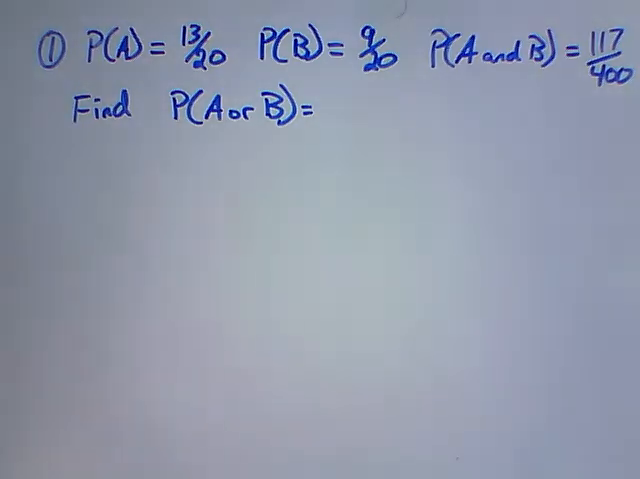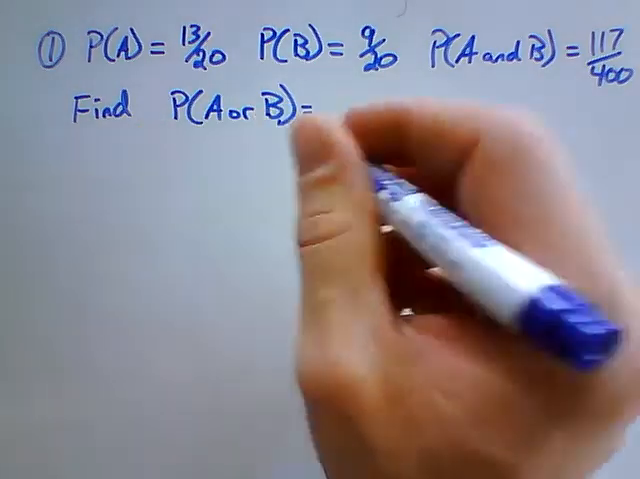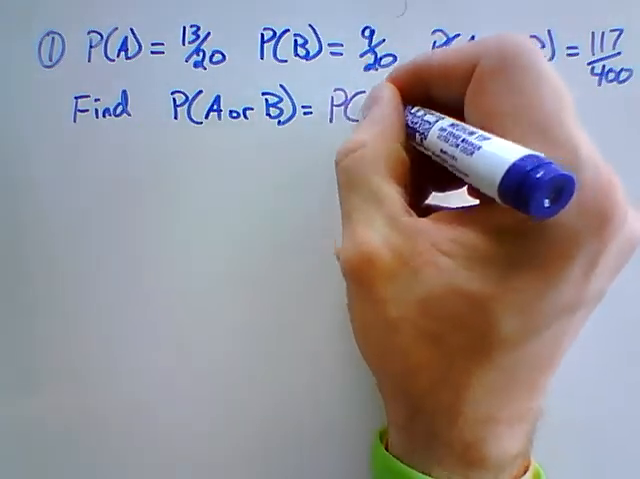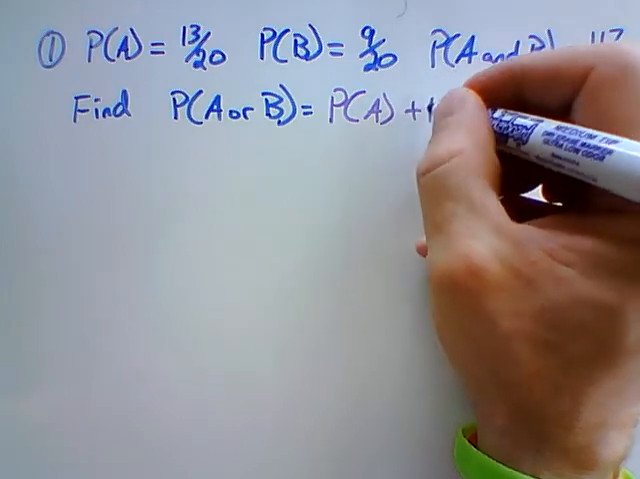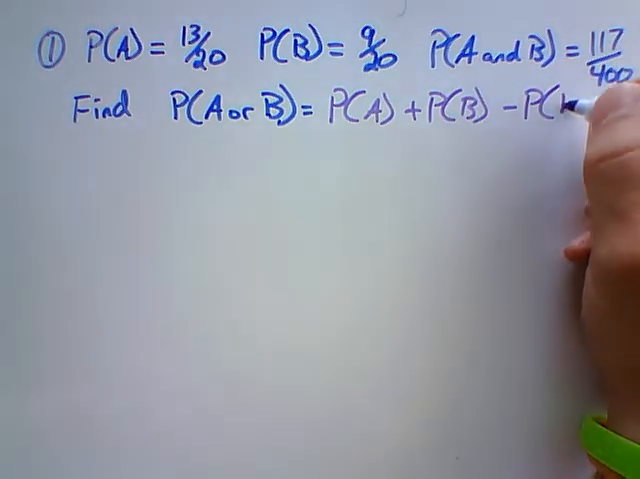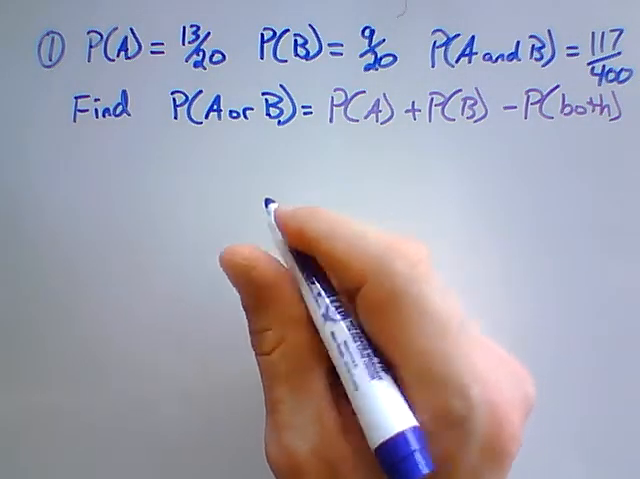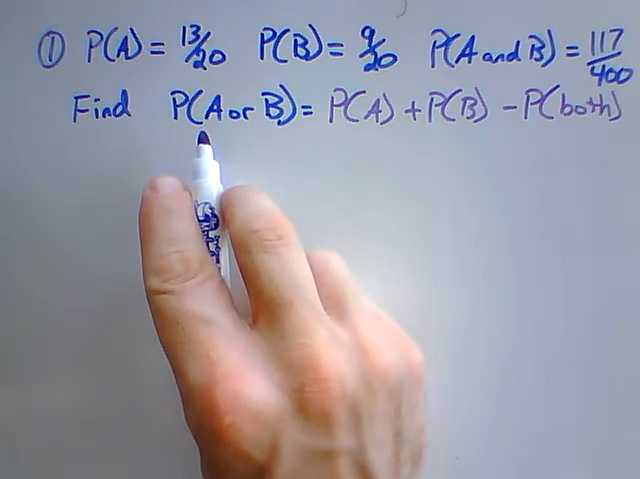This is not mutually exclusive events, and we're pretty much just going to run with the big formula. Probability of A or B is the probability of A plus the probability of B minus the probability of A and B. I'm just going to write down both. I get really tired of writing A or B, A and B. Alright, so that's what we're looking for, right?